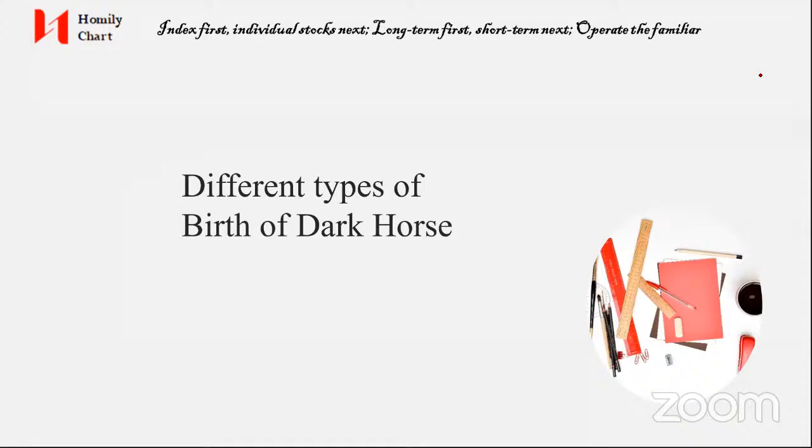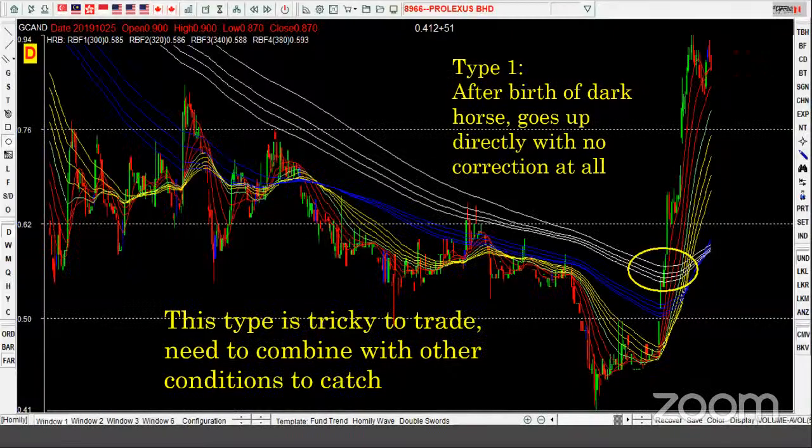First type, okay. We see after the price breaks up the Y lines of Homily chart rainbow, it just quickly goes up at a fast speed. No rest, it just goes up in a fast way, no correction or no significant correction. This type is quite tricky to catch because it just goes up at too fast a speed. For many people, you cannot respond in time.